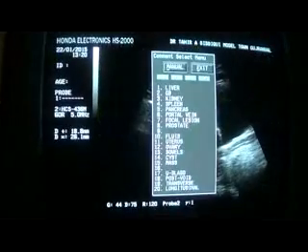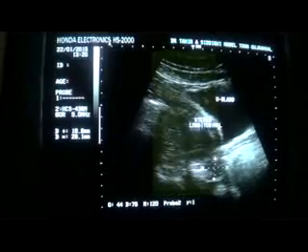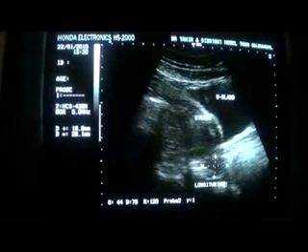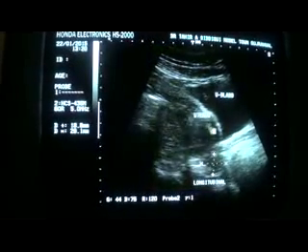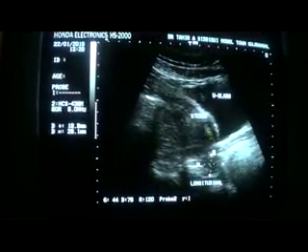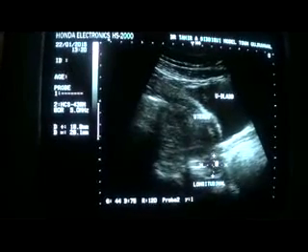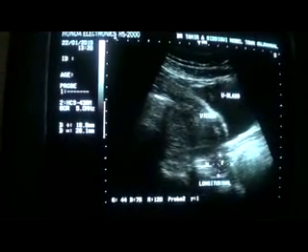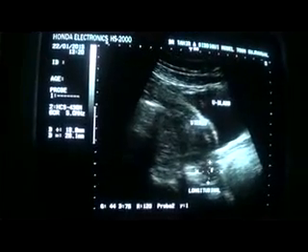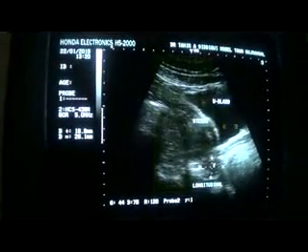In this plane, I can see only the lower segment of the uterus with the endometrial canal line. This is the endometrial canal line. And this is the fibroid. This is again a longitudinal section. This is the vagina.